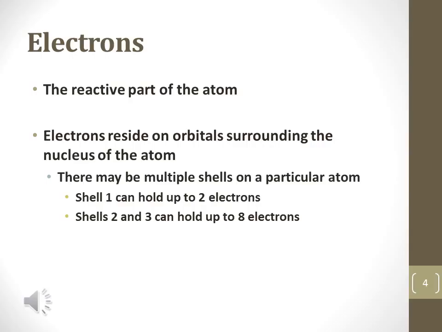Once each shell contains its maximum number of electrons, the shell is considered to be full and is in a stable condition. These numbers have to do with the three-dimensional shape of the electron shells, which is not discussed here.